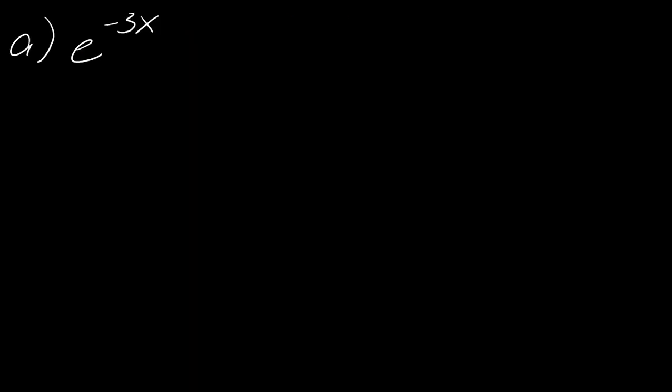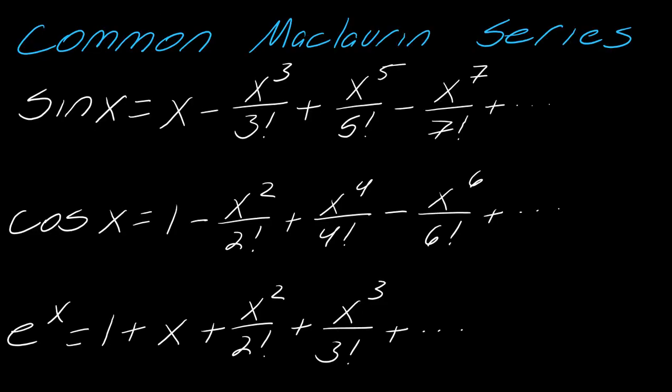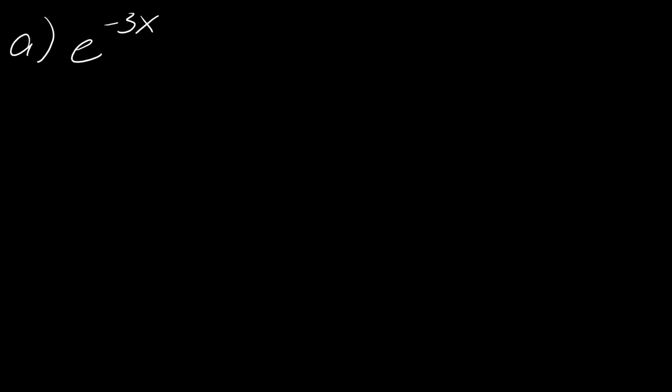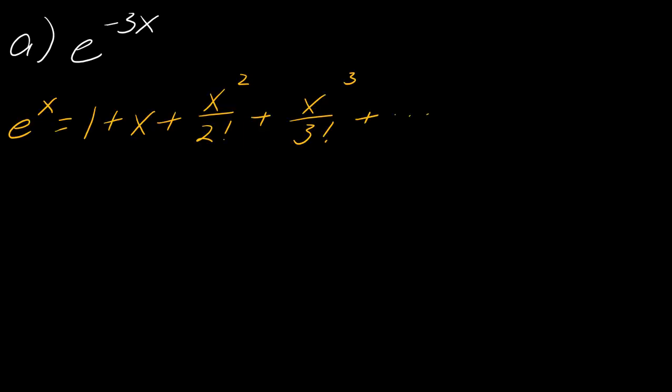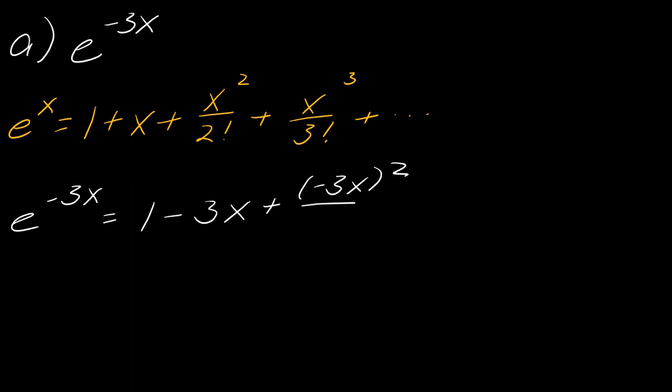Okay, so the idea of using substitution is, I've got e to the negative 3x. What we're going to do is literally take this series, and where I see an x, I am now going to replace it with negative 3x. That's really it. I'm just going to transplant this whole series. So let me write that out. And now where I see an x, I'm going to replace it with negative 3x.